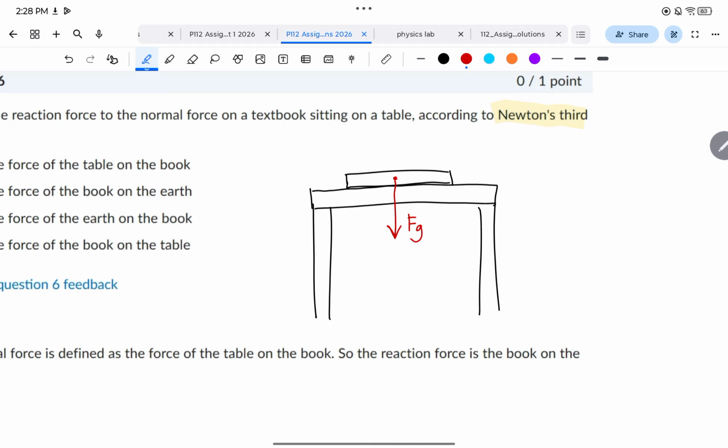But since the textbook is exerting a force on the table, that table will also have to exert an equal amount of force on the textbook, according to Newton's third law. So for every force, there's always going to be a reaction force going the opposite direction. So this is called your normal force.